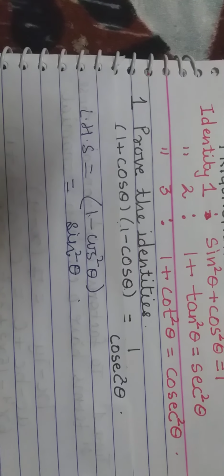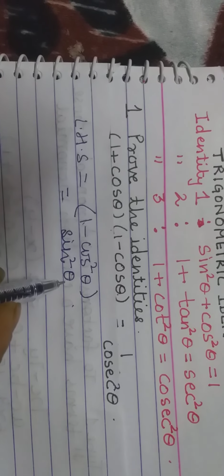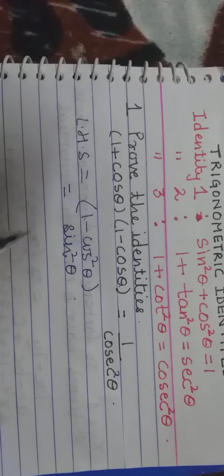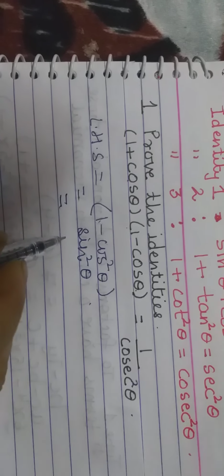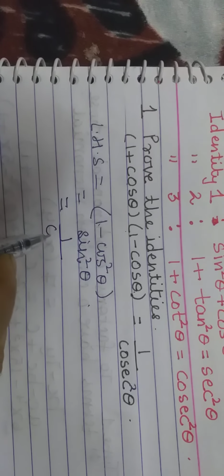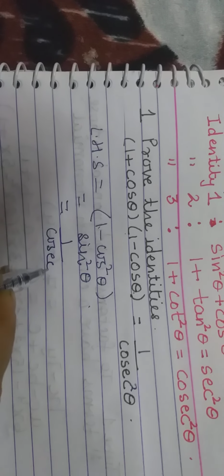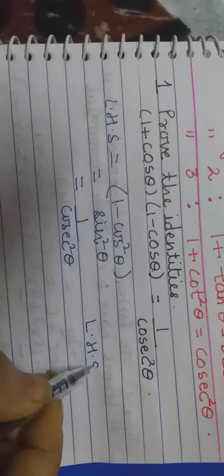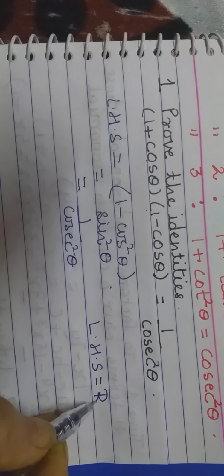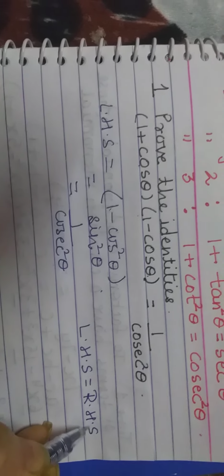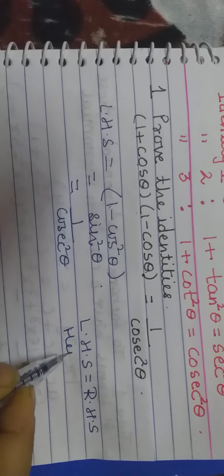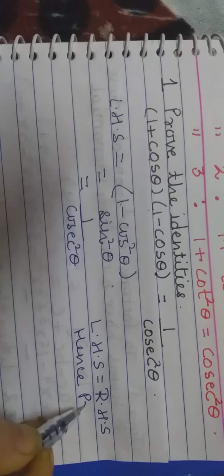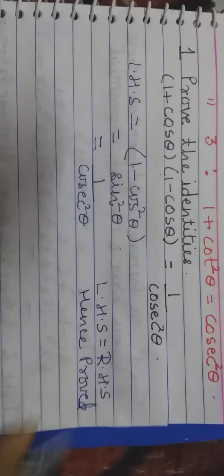Right? Okay. Now what is sine square theta? I want to change it to cosec square theta. It will be 1 upon cosec square theta. So LHS is equal to RHS. Hence proved. Clear to you? Now let's do the second one.